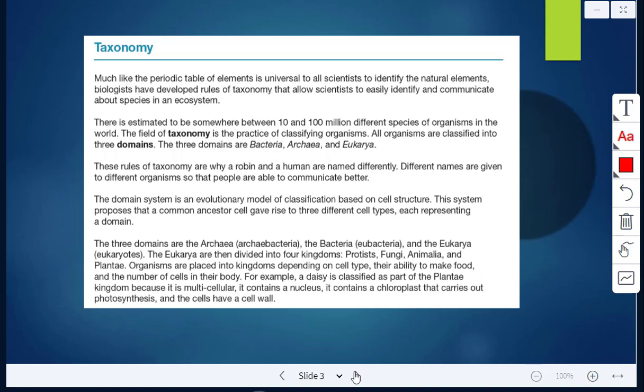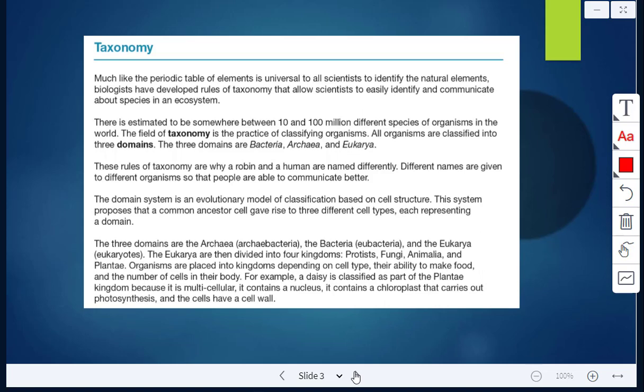There are 3 domains that all organisms are classified into: bacteria, archaea, and eukarya. We'll go through this, but as we go through these, you will see why, for example, a robin and a human are named differently. Different names are given to different organisms so that people are better able to communicate.